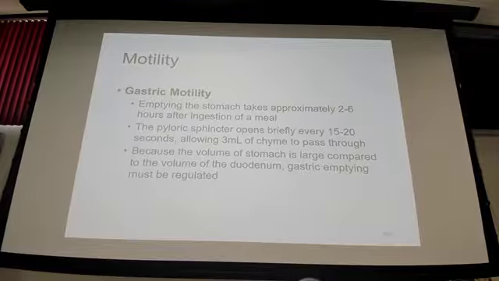All right. So motility, we talk about gastric motility, and gastric emptying time is something that we can measure, and we do in patients that have gastric motility issues or potential gastric motility issues. But right now, I don't need you to memorize how long it takes for a meal to completely empty the stomach. That is not important now. What is important is the general concept that the stomach just doesn't dump into the duodenum, right?